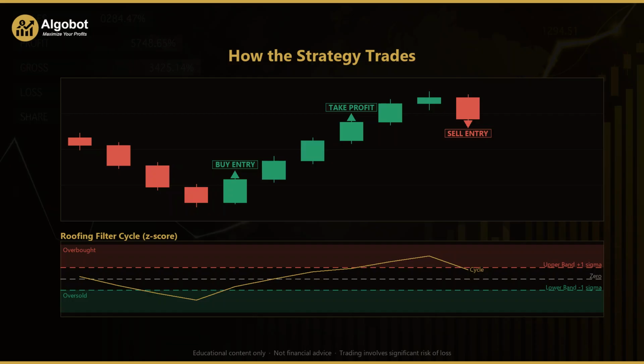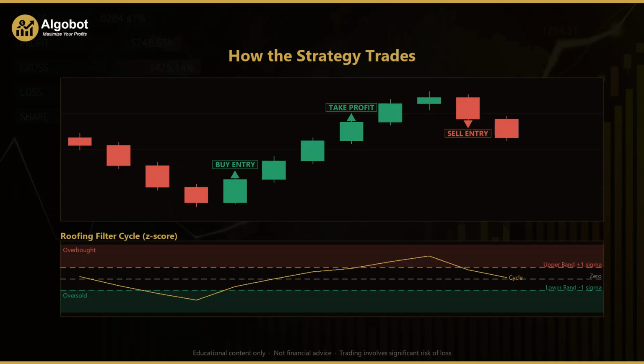Now watch the mirror image unfold. Price keeps rising into the right half of the chart, printing strong bullish candles, and the oscillator climbs above the +1 sigma band into the upper, overbought region. Price stalls near a fresh high, and the cycle is now stretched well above the band. Again, the strategy does not sell simply because the cycle is high. It waits for the turn.